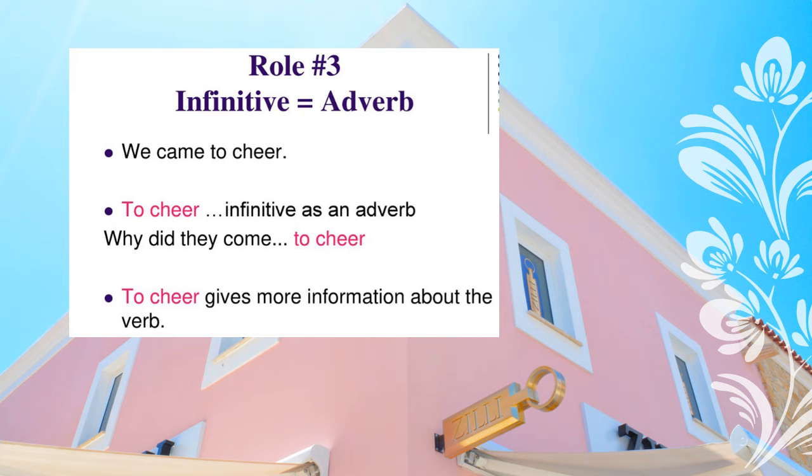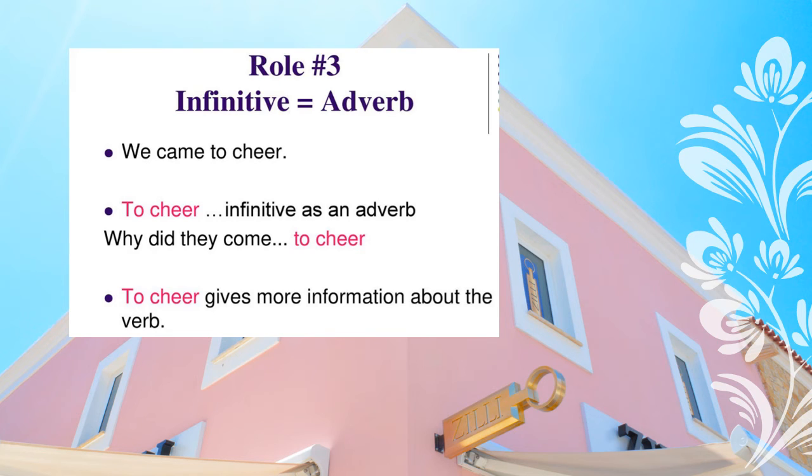The third role or function of your infinitive is an adverb. Okay, let's see this example. We came to cheer. Your infinitive here is to cheer. It functions as an adverb. Why did they come? To cheer. So to cheer here gives more information about the verb came.